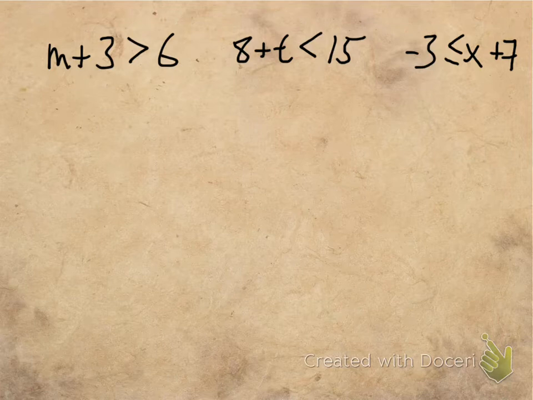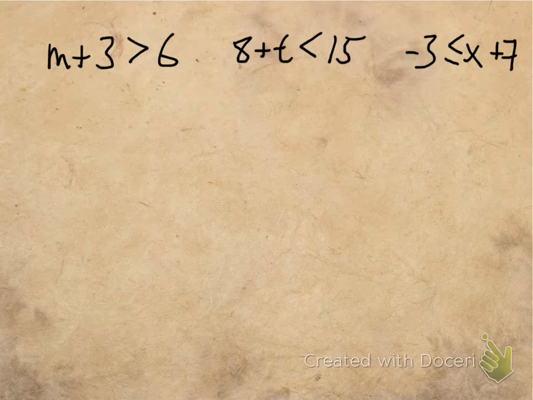Alright, so let's take a look at three examples of inequalities. These look kind of like the equations that we had before, but again, all of these are inequalities. So instead of an equal sign, we have an inequality sign. That said, what we do to solve them is still going to be opposites and balance.